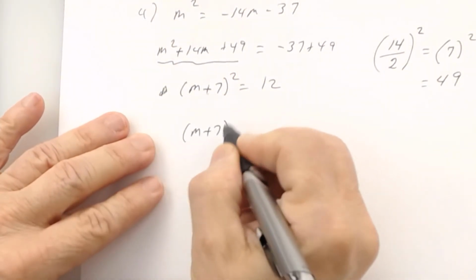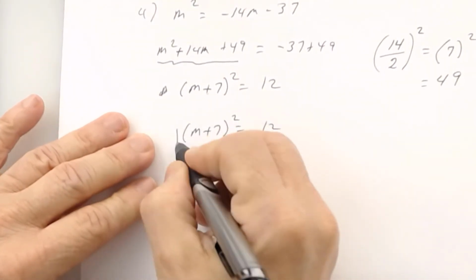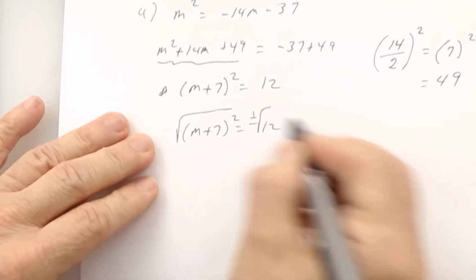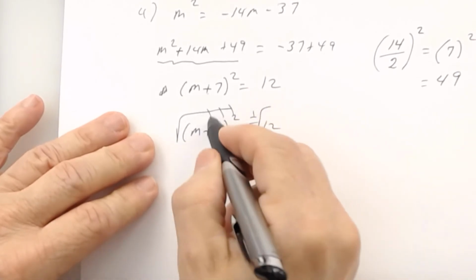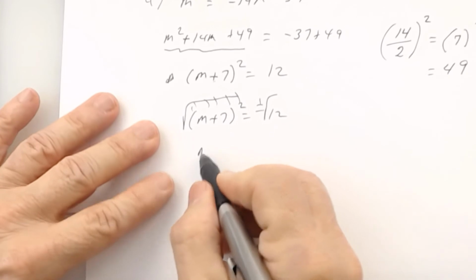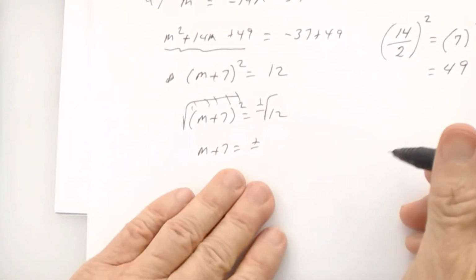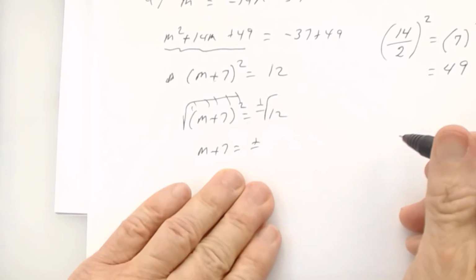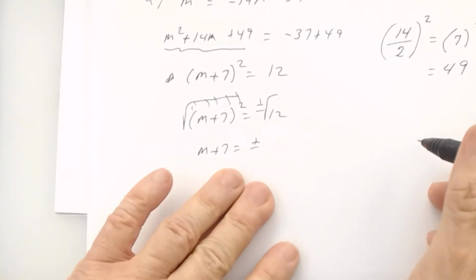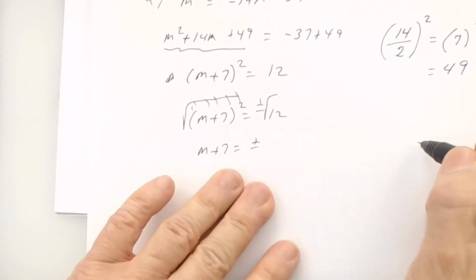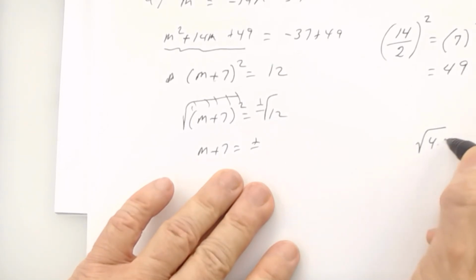Take the square root of both sides, plus or minus. The square and the square root undo each other. So you get m plus 7 equals plus or minus the square root of 12. Is 12 a perfect square? No, but can you simplify it? Yes. What's the largest perfect square that goes into 12? 4. So I can write this as 4 times 3.